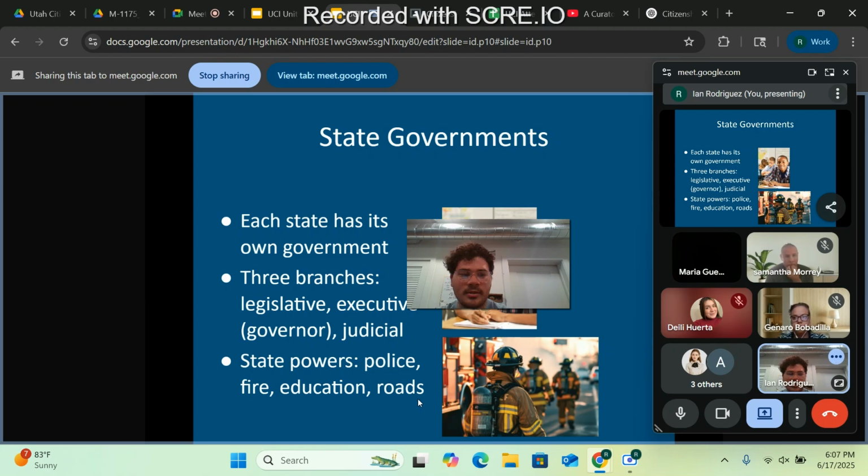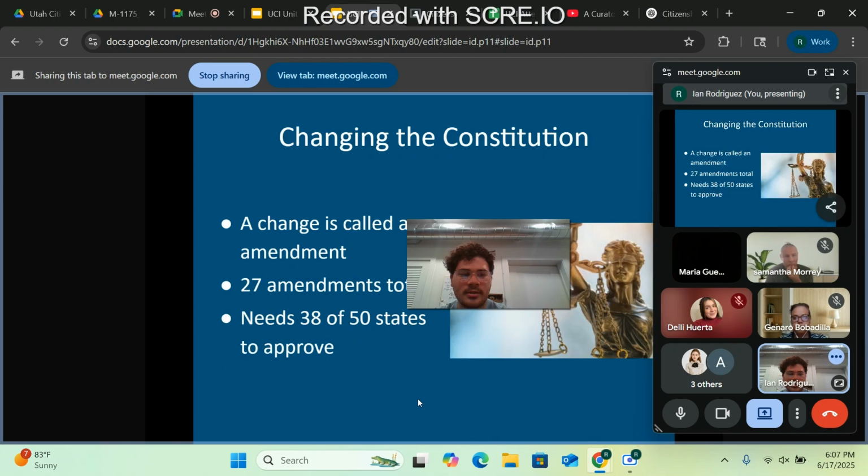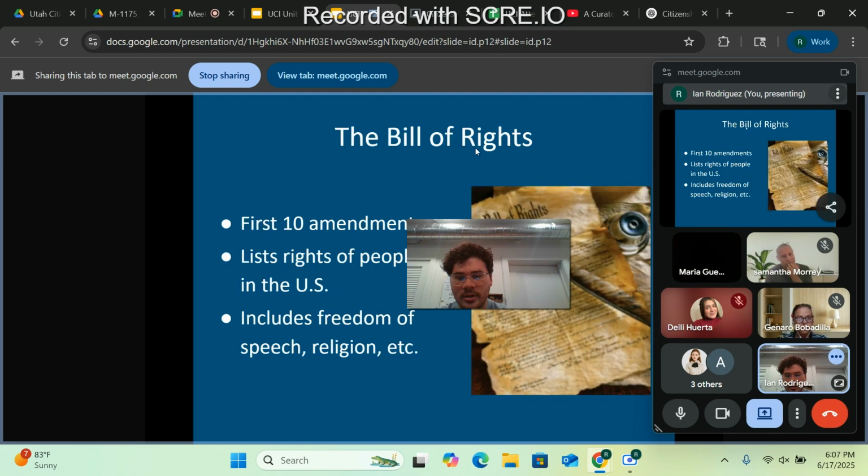Not by the federal government, all right? There's a way to change the Constitution, right? A change to the Constitution is called an amendment. There's 27 amendments. 38 of 50 states need to say yes to an amendment in order for it to be officially part of the Constitution. All right. The Bill of Rights we talked about, which are the first 10 amendments to the Constitution.